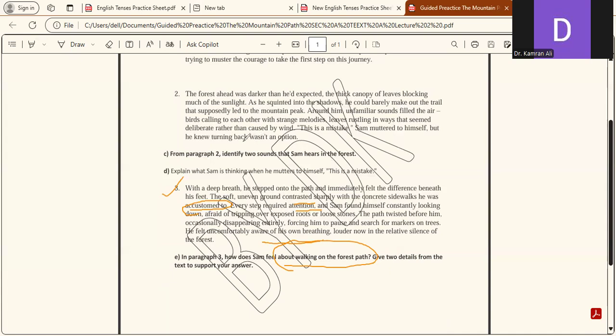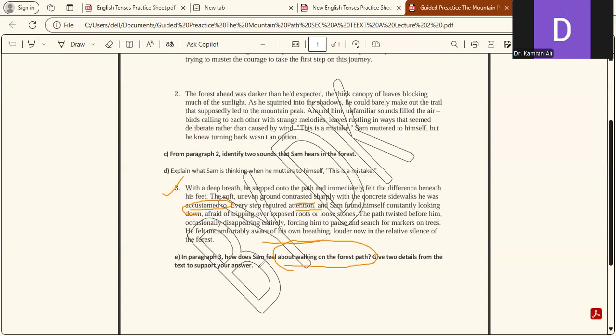And then you have to take out two details, right, which support these feelings. Now, what are those? Which detail supports the feeling of being uncomfortable? It is this one, right? That every step required attention, and he was not accustomed to it, right? And which detail supports that he was anxious? That he's aware of his own breathing, louder now in the relative silence of the forest. So you need to identify the details, and you need to figure out what the feeling or feelings are, right? Keep that in mind.